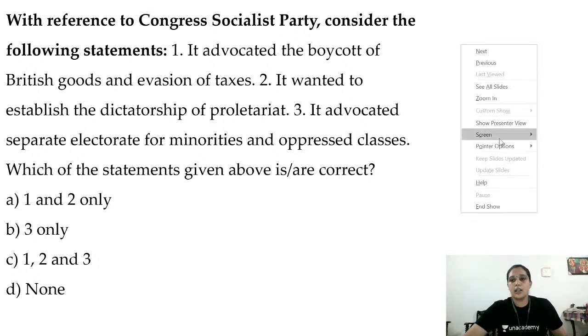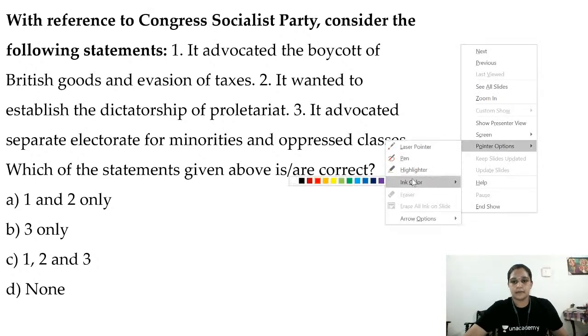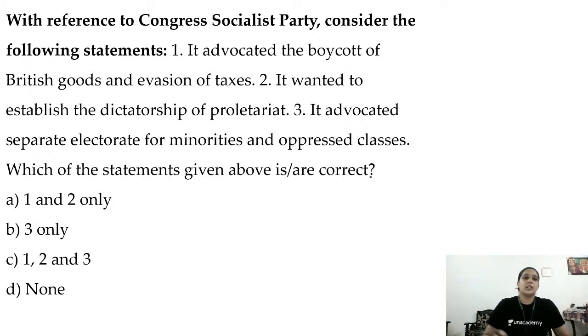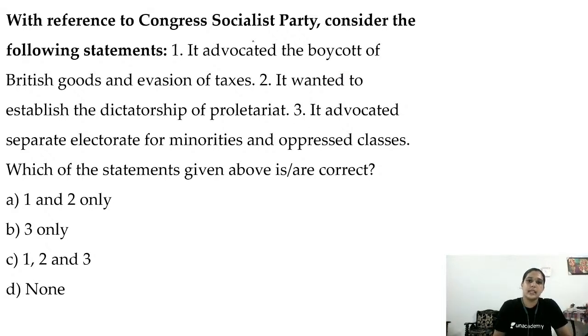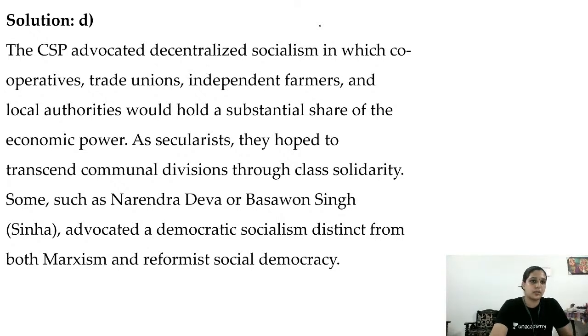With reference to Congress Socialist Party, consider the following statements. It advocated the boycott of British goods and evasion of taxes. It wanted to establish the dictatorship of proletariat. It advocated separate electorate for minorities and oppressed classes. Okay, see, Congress Socialist Party. So, what is this Congress Socialist Party?